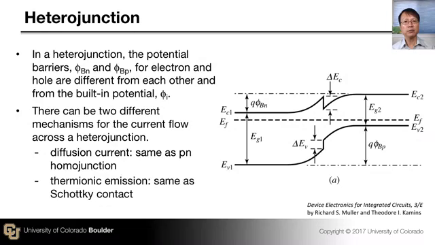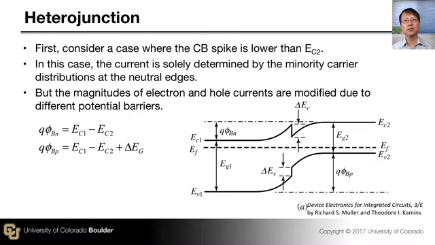Now there are two types of current that can flow in PN heterojunction depending on the band alignment. You could have the same old diffusion current as was the case for PN homojunction, but we could also have a thermionic emission current, which is the actual current mechanism that we have in the Schottky contact, metal semiconductor Schottky contact.